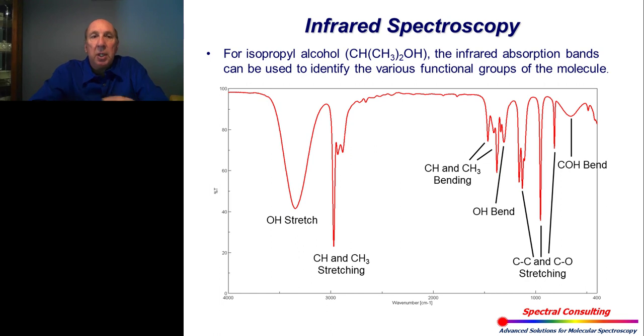So when we look at something that's a little bit more complex, like isopropyl alcohol or isopropanol, we see a lot more activity in the spectrum. Just like we saw in the previous spectrum, we have the OH stretch right about 3,400, the CH and CH3 stretching modes right around 3,000, the CH and CH3 bending modes below 1,500 but above 1,000, and then the carbon-carbon and carbon-oxygen stretching modes, and the COH bend. And there are other bending modes involved for the carbon-carbon and carbon-oxygen.